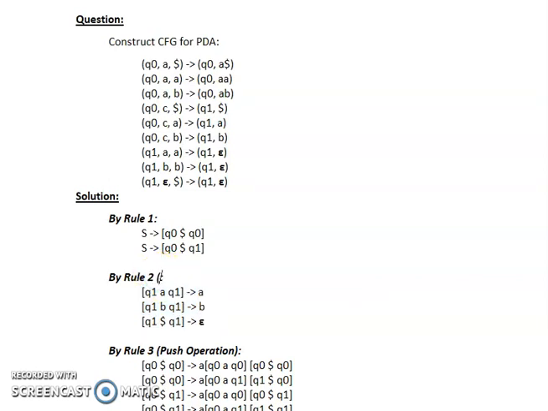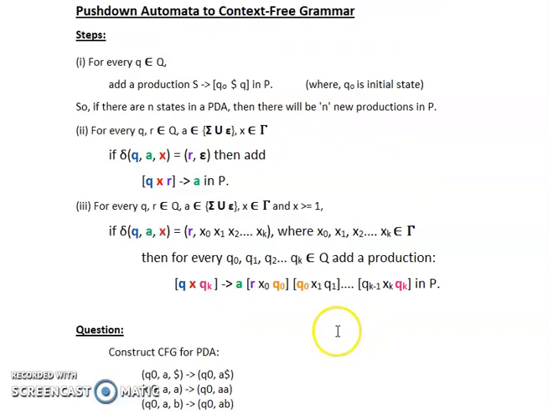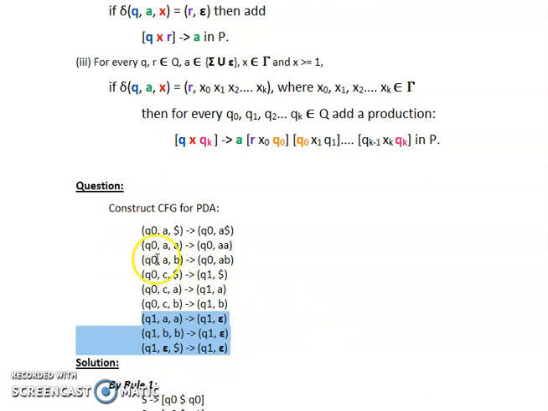So let's write over here so that it becomes a little clear. So these are the rules corresponding to our pop operation. Now let's check what has to be done with the push operations. For the push operation, we are going to have this type of transition in our PDA, and we have to write this kind of production in our grammar.